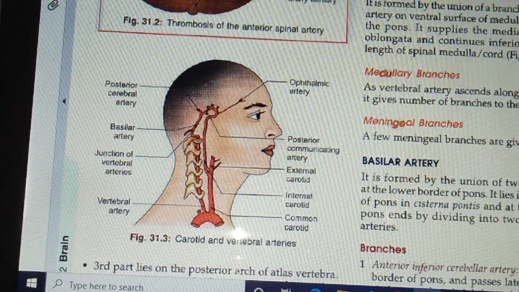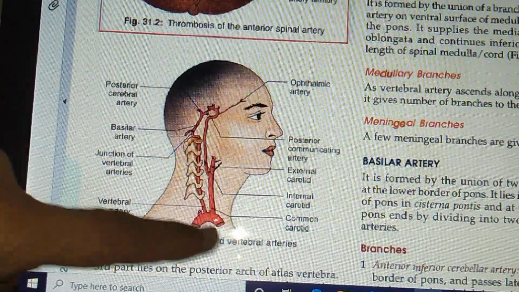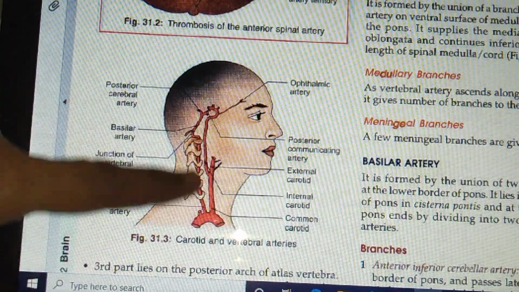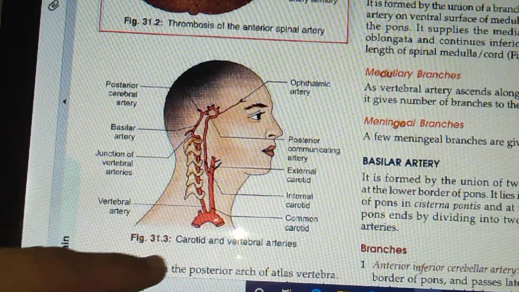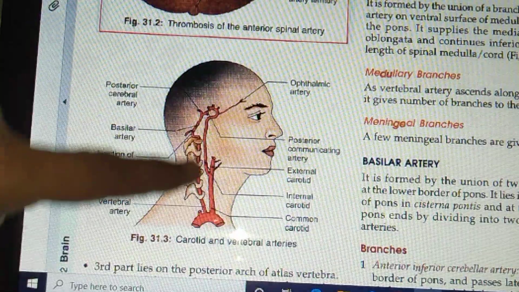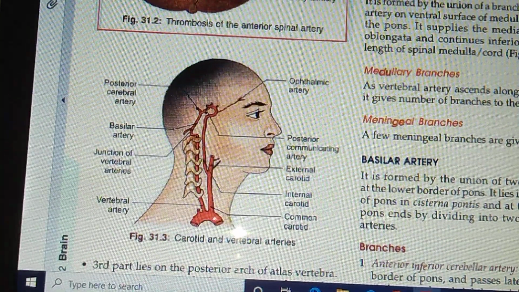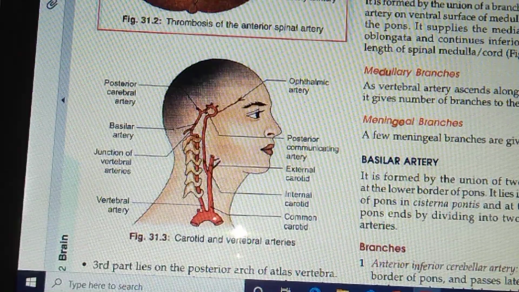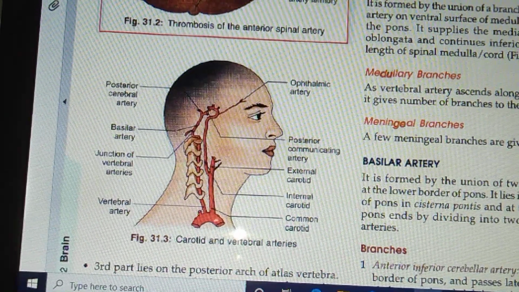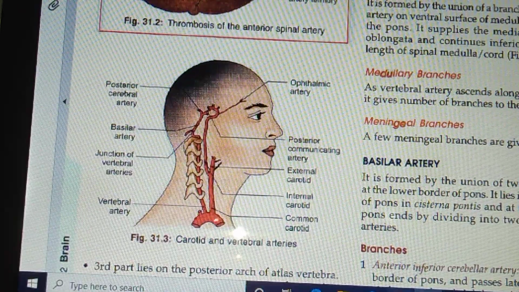The vertebral artery you can see in this diagram, right? You can see the internal carotid is also shown, but right now we are only going to talk about the vertebral artery. You can see the vertebral artery passing through these vertebrae, right? Now the vertebral artery on each side is a branch of the first part of the subclavian artery, and its course is divided into four parts. We'll see that.